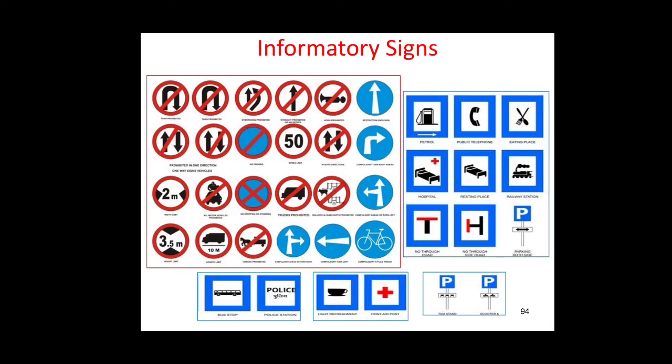These are certain examples of the informatory signs, wherein we can see the annotations for the provision of a petrol pump, then the hospitals, the railway stations, then the parkings, the police stations, etc.